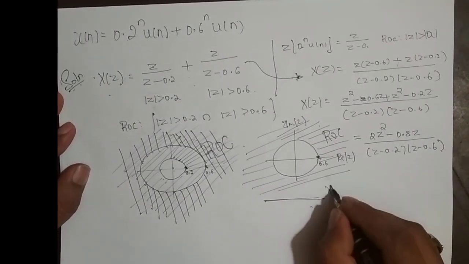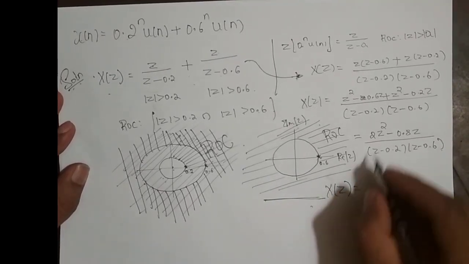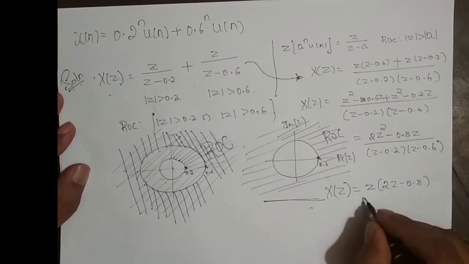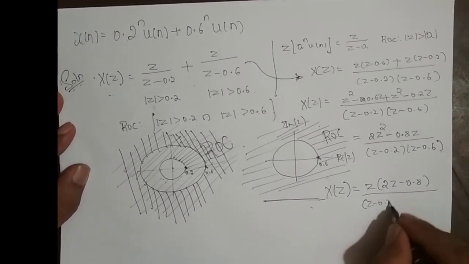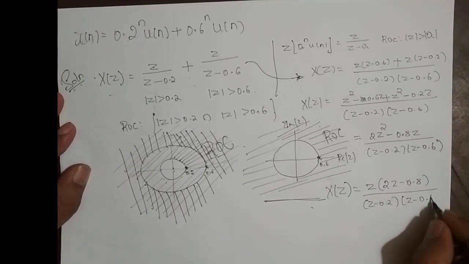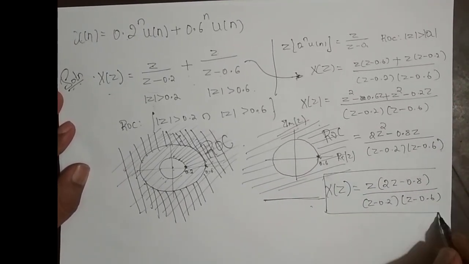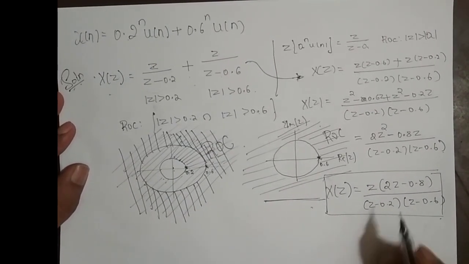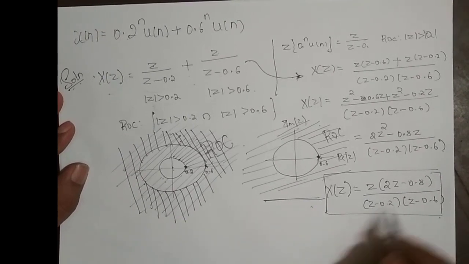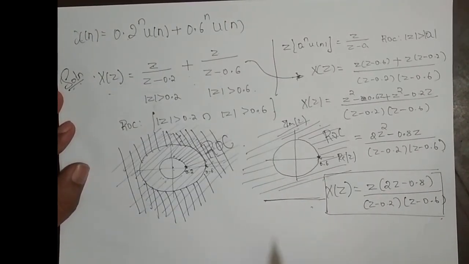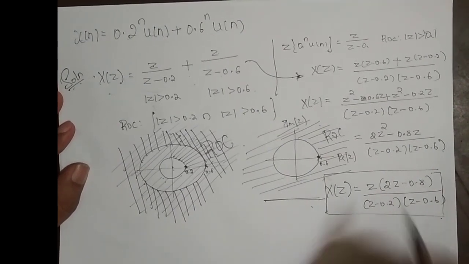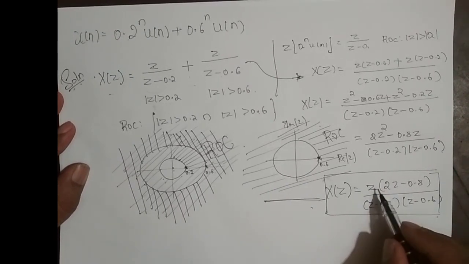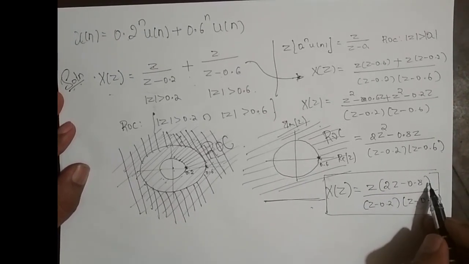Fine. So X of z is equal to, I'll take z common, z into 2z minus 0.8, whole divided by z minus 0.2 into z minus 0.6. Okay, this is the simplified equation of the z transform. The way I simplified here, I can easily say how many poles and how many zeros are there in the given sequence. How can I say that? How do we define zeros of any polynomial? The values of z for which the numerator is 0 are the zeros.